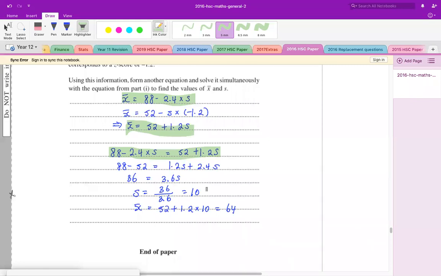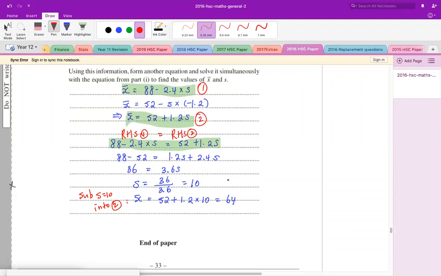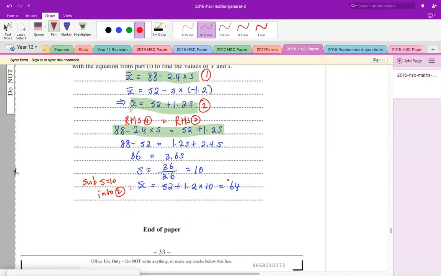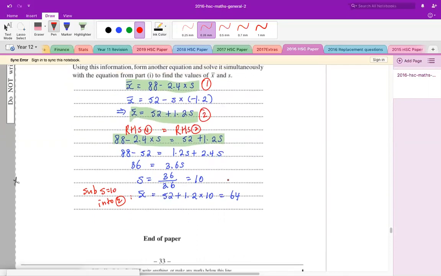Then you can just substitute this value into either one of them. Let's just say equation 1 and equation 2. So the first step I did was right-hand side of 1 is equal to the right-hand side of 2. And then I solved it. s is equal to 10. To get x bar, I subbed s equals 10 into the second equation to get how much x bar is equal to. Any questions here?